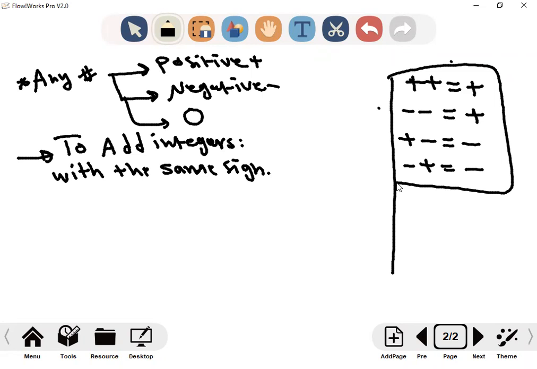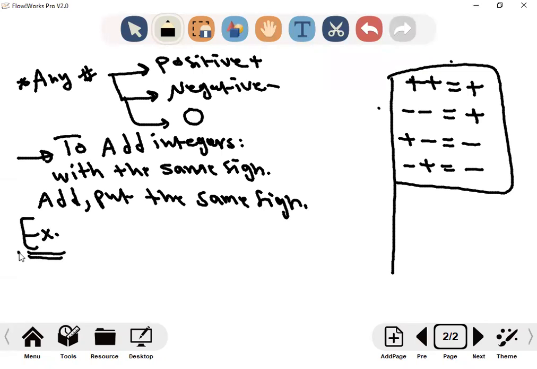Okay, look here. Don't forget this box. It's very important. Now here I said to add integers with the same sign, what we will do, look here. To add integers with the same sign, add and put the same sign. Example.